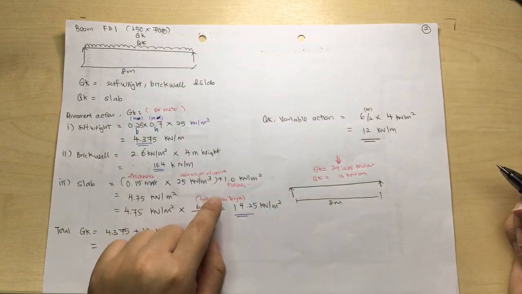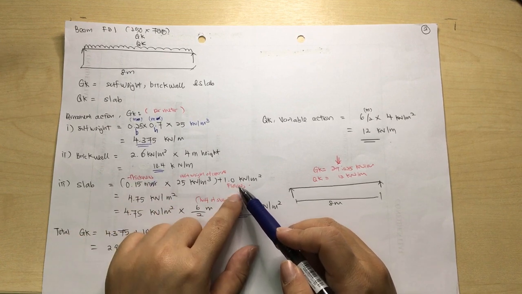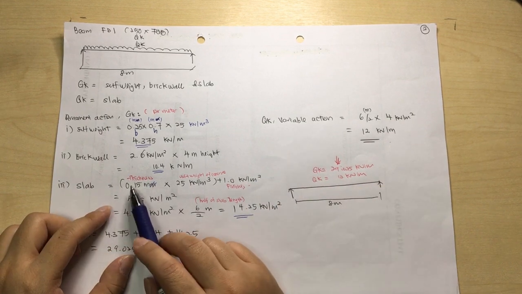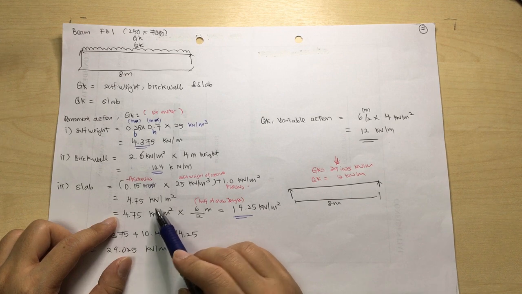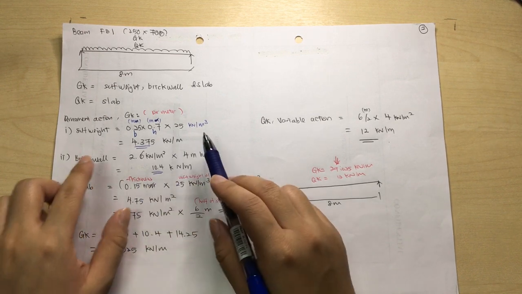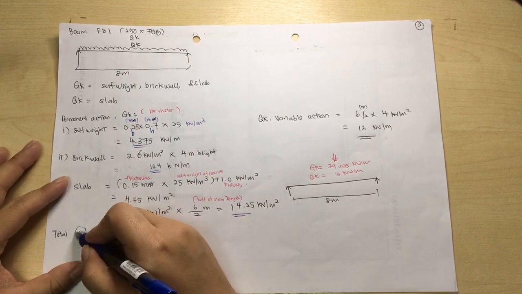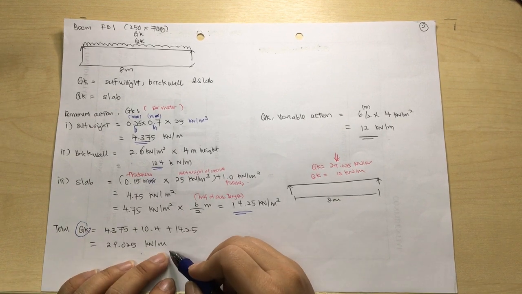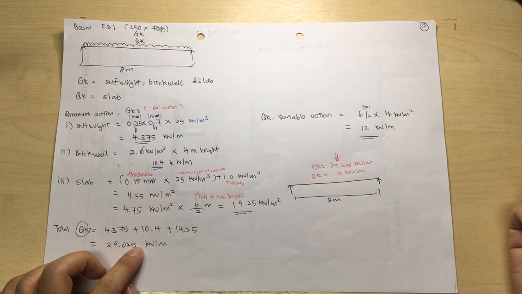Okay, and then plus 1.0, which is the finishes. This information is provided in the questions. So you solve this, you calculate, you will get 4.75 kilonewton per meter square. This is the self weight of slab, self weight of wall, and self weight of the beam. So you total up, the total GK is 29.025 kilonewton per meter, which is every 1 meter you will have 29.025 kilonewton.